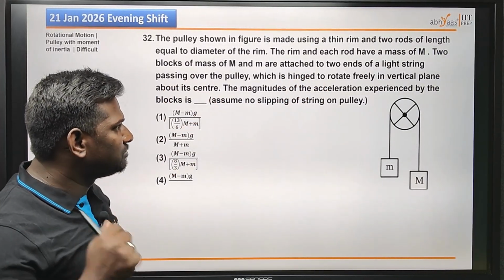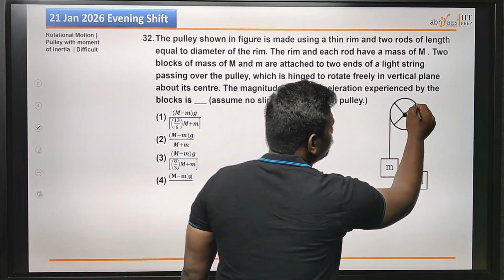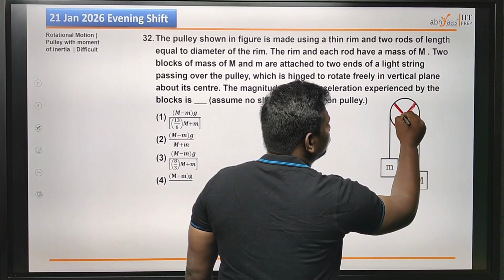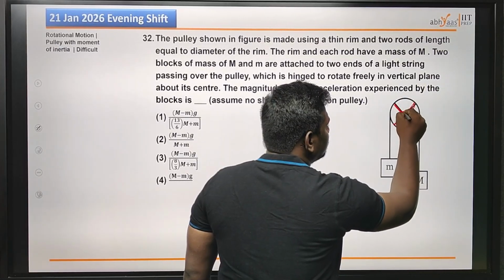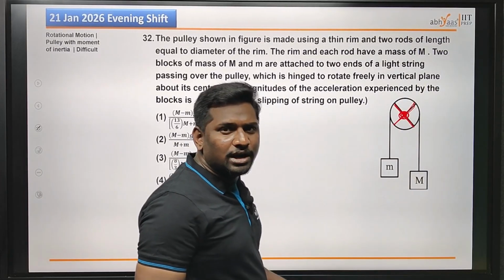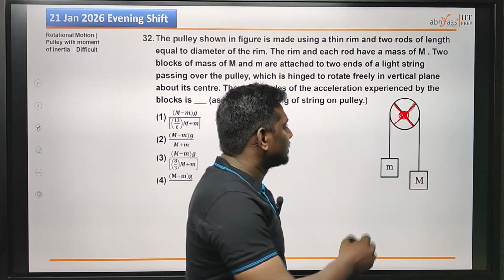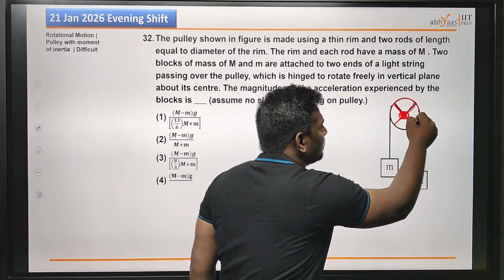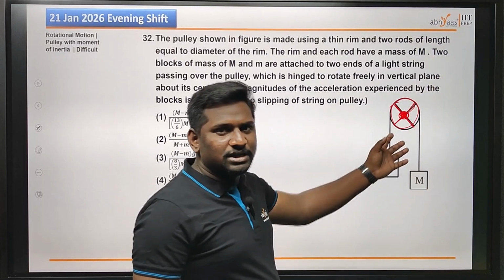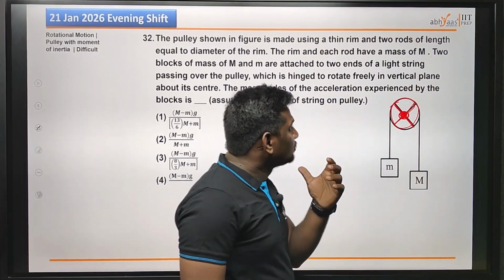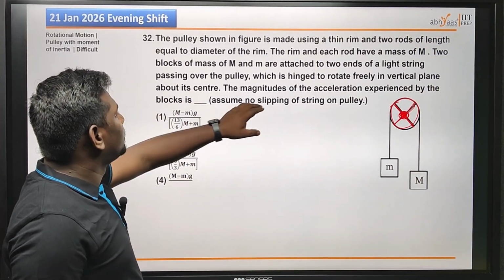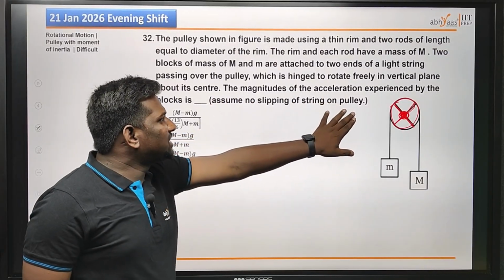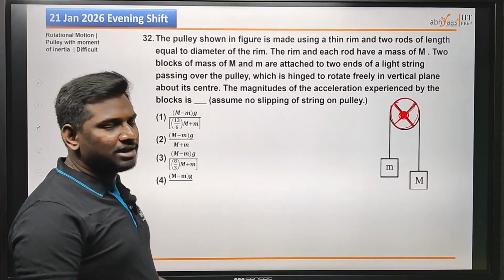Two blocks of mass M and small m are attached to the ends of a light string passing over the pulley. If you observe here, we have two rods, this is one rod and this is another rod. The pulley, the rim, is rotating about the center of the rods. Assume that is our rim. So what are they asking? The magnitude of acceleration experienced by the blocks.